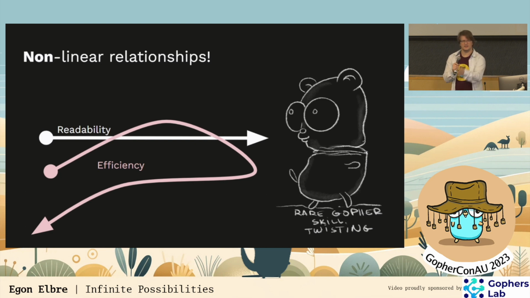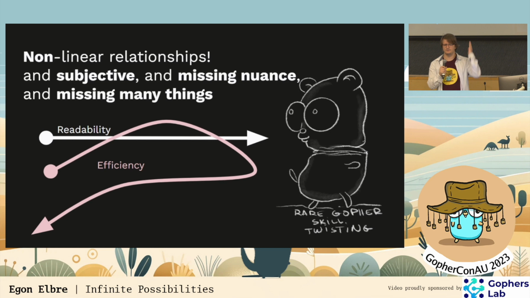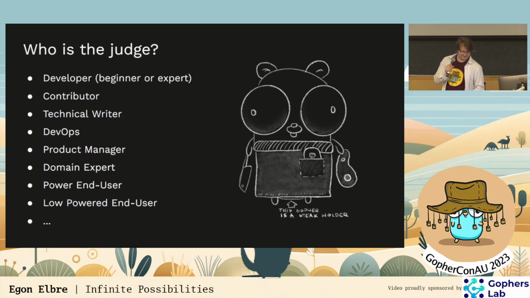And at some point, performance optimizations will start to make the code harder to read again. And yeah, of course, I say dimensions, it's just subjective, missing nuance, and so many other things. If you want to fight about the definitions later, yeah, sure, why not?